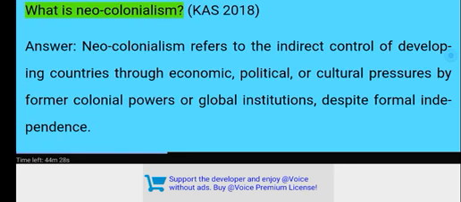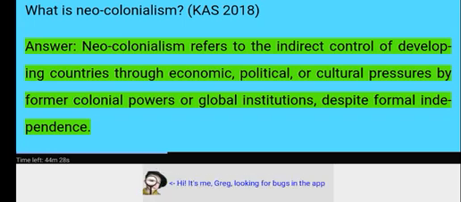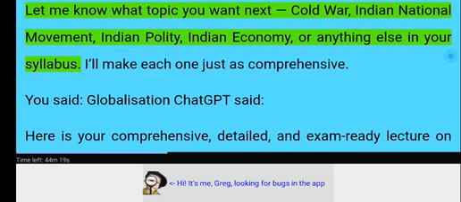What is neocolonialism? CAS 2018. Answer. Neocolonialism refers to the indirect control of developing countries through economic, political, or cultural pressures by former colonial powers or global institutions, despite formal independence.